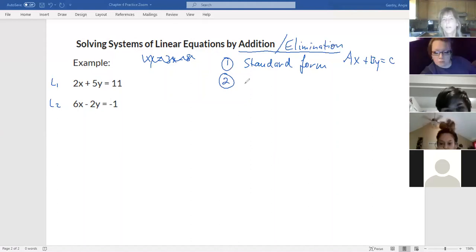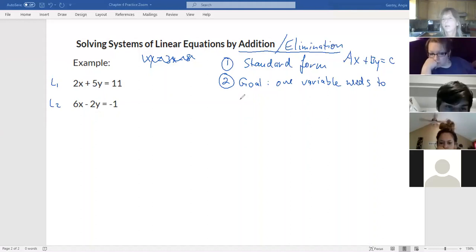Step 2, this one's the hard one to write down. Your goal is to have exact opposites of one of the variables. So one variable, and in the book it'll say multiply each line to where one of the variables will eliminate if you add, pretty much. But you need one variable to be exact opposites.